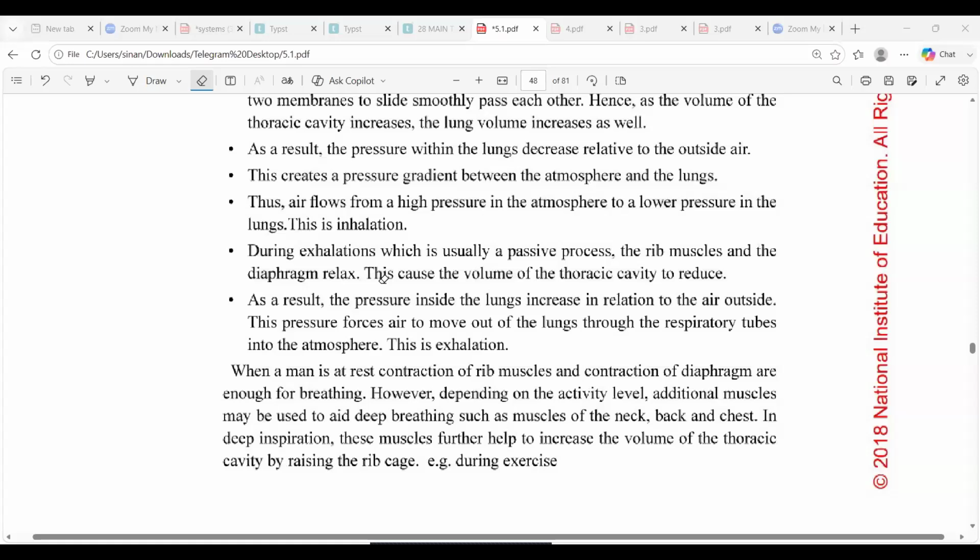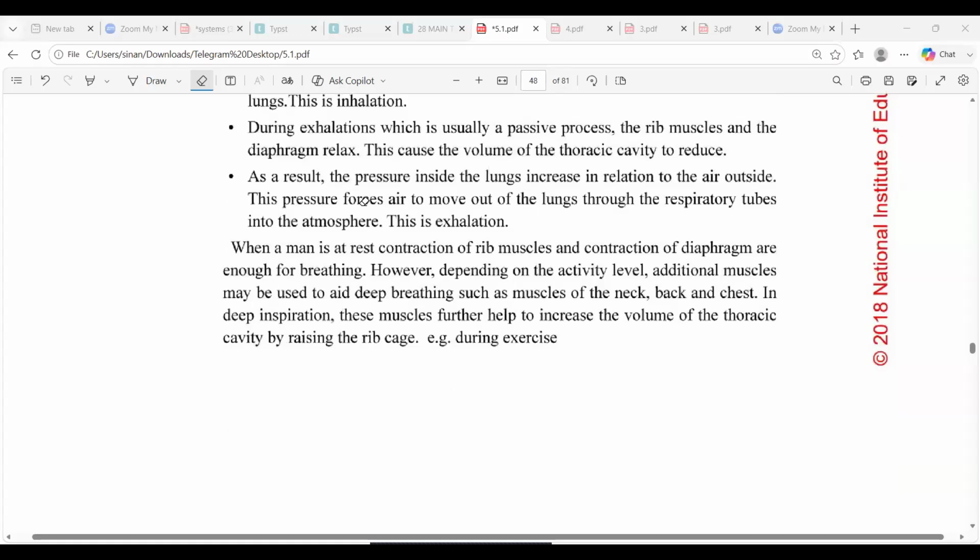See here. The above things are like I explained, so I didn't read that again. When a man is at rest, imagine we are sleeping or something, only the rib muscles and diaphragm will contract. Contraction of the rib muscles and contraction of the diaphragm is enough for inhalation.